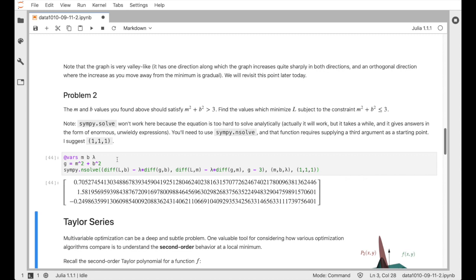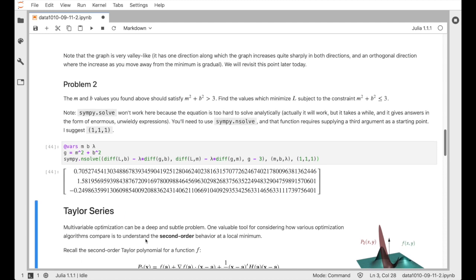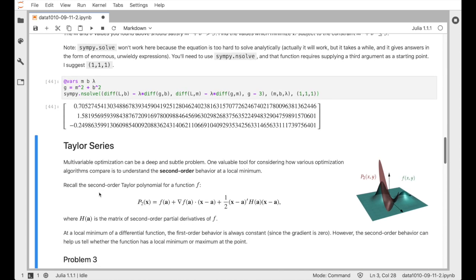and we see our values have changed a little bit. So our slope has changed to 0.7 and our intercept has changed to 1.58. So that was the concession that was made to get m squared plus b squared down to 3 while still trying to fit the points as well as possible.